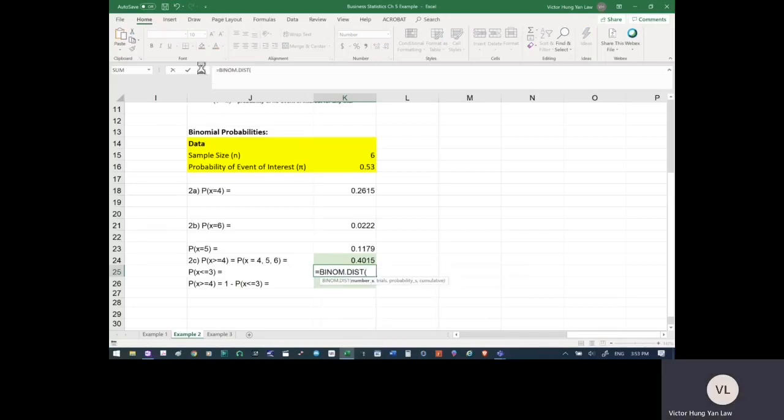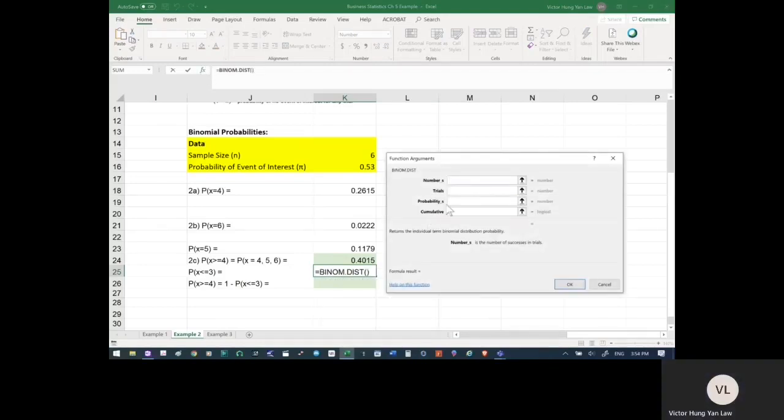And then we're going to click on the fx. First number is your x. X is 3. We're looking for the probability of x is less than or equal to 3. So our x is 3. And the trial here is 6. And then the probability is 0.53. And then for the cumulative, in this case, it will be true.